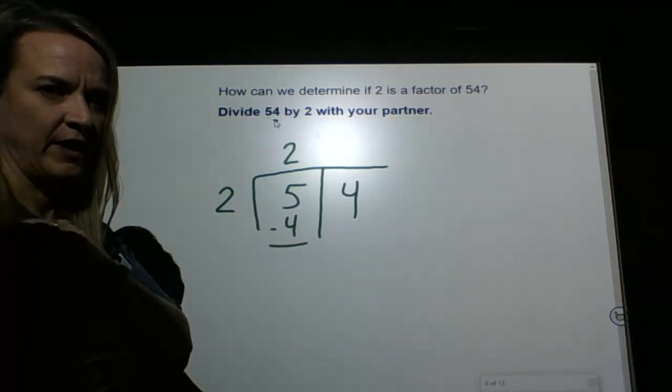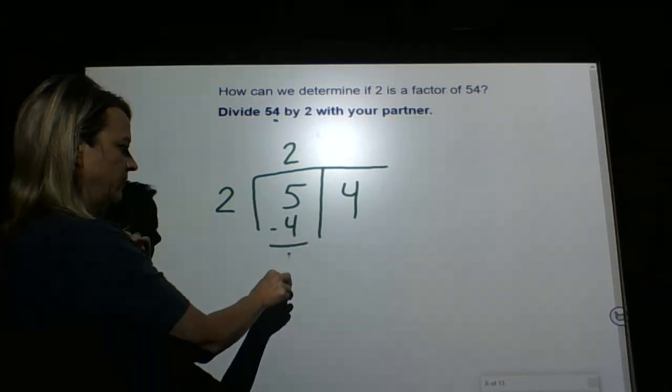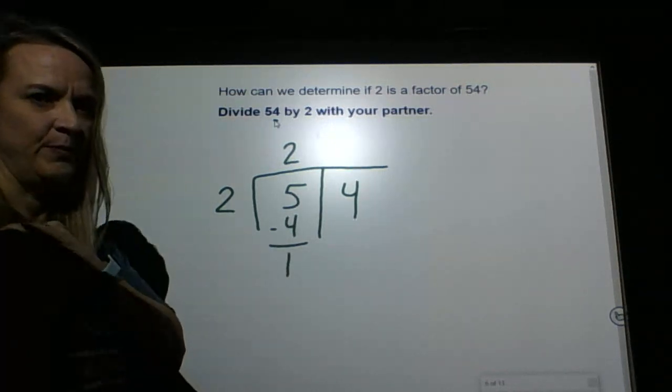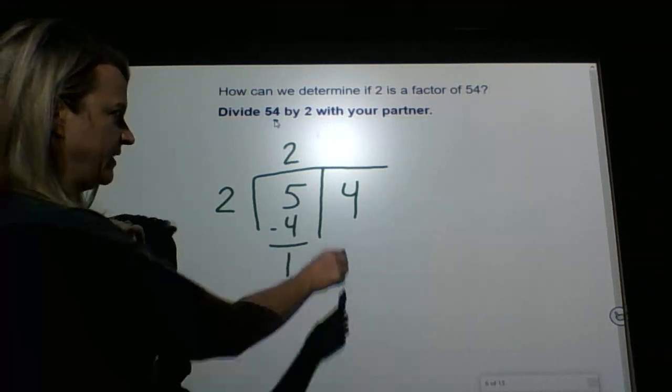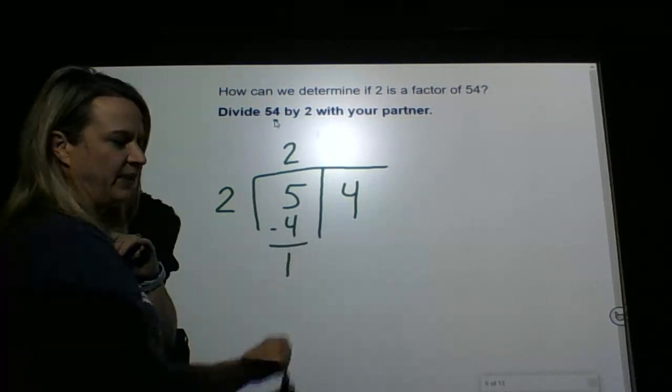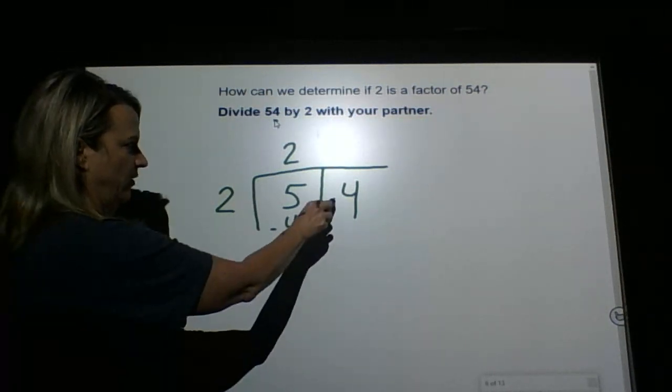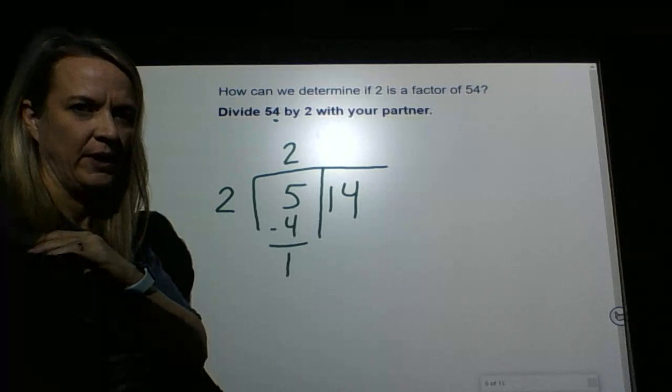Now we subtract. 5 minus 4 is 1. Now the next step. Sometimes your parents might tell you to bring this down and you put a 4 down here. That's fine, but I think it's easier if you kick it over because it keeps it nice and separated.